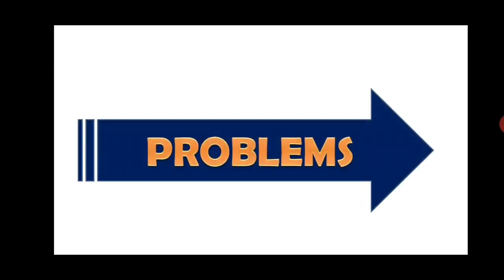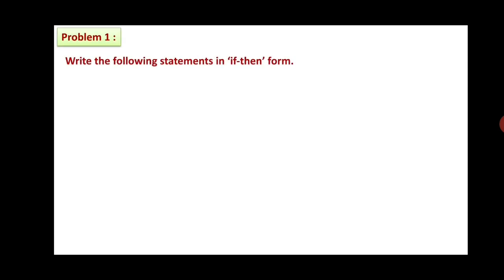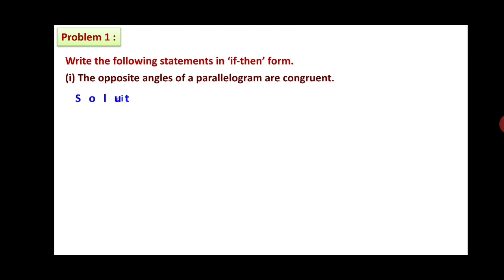I think all of you understood. Let us see some problems that are based on the discussion. Number 1 problem. Write the following statements in if-then form. First one, the opposite angles of a parallelogram are congruent. This we have to write in the if-then form.